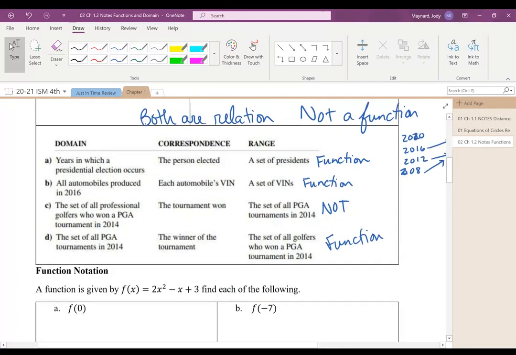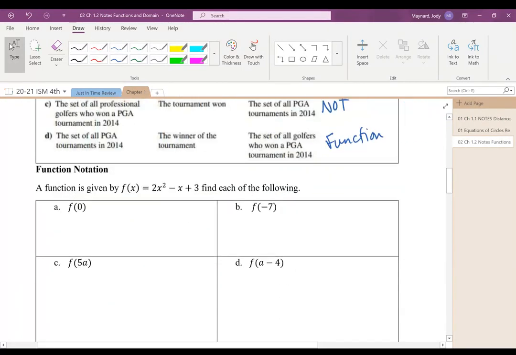All right, moving on from functions. We have function notation, f of x. Remember, f of x is another way to write y equals. So find each of the following.